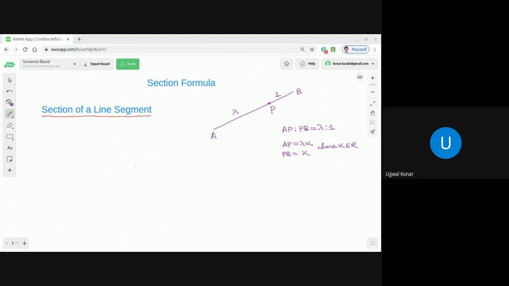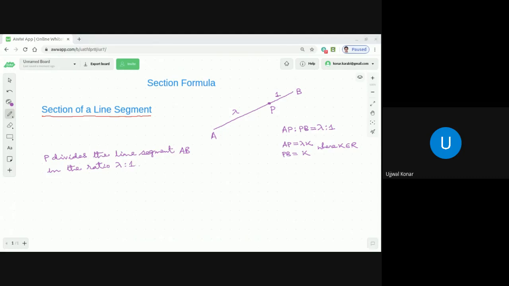So from this statement, what we can say is that P divides the line segment AB in the ratio lambda is to 1.